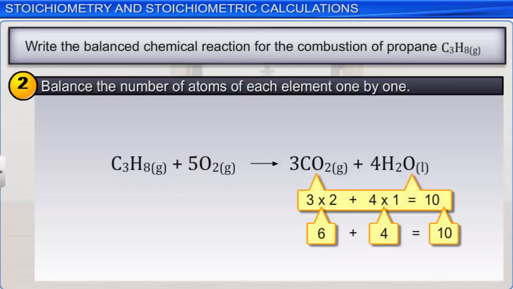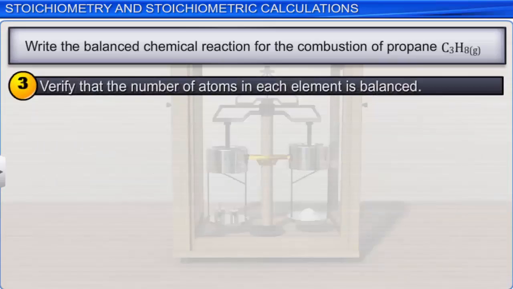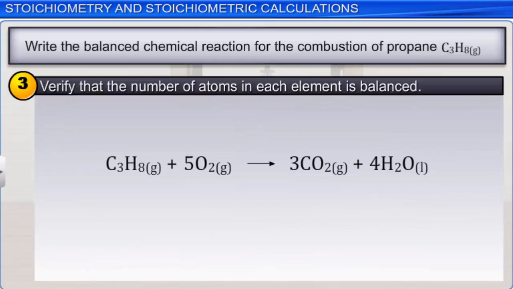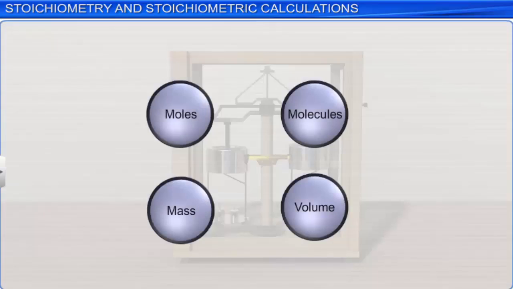Finally, verify that the number of atoms in each element is balanced. In this case, we have equal number of atoms on both sides. Hence, this is a balanced chemical equation. A balanced equation helps determine the quantitative relationship between the reactants and products in terms of number of moles, molecules, atomic masses, and volumes.